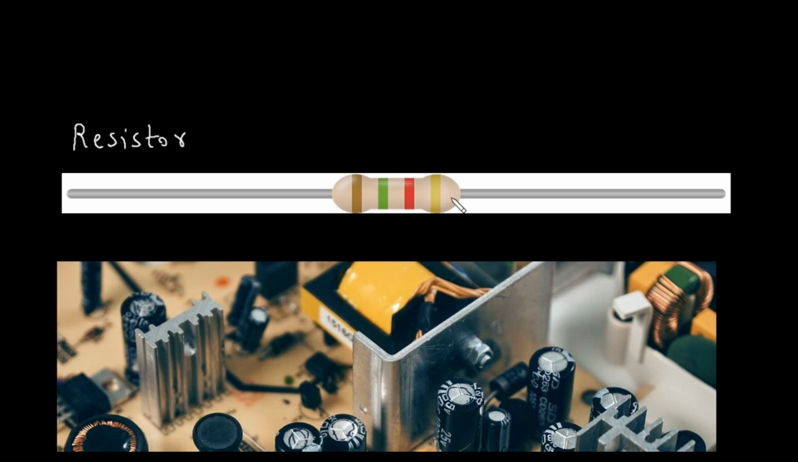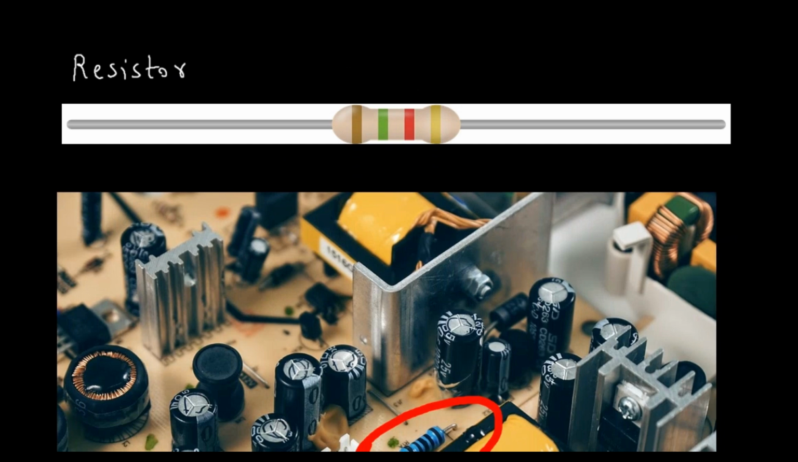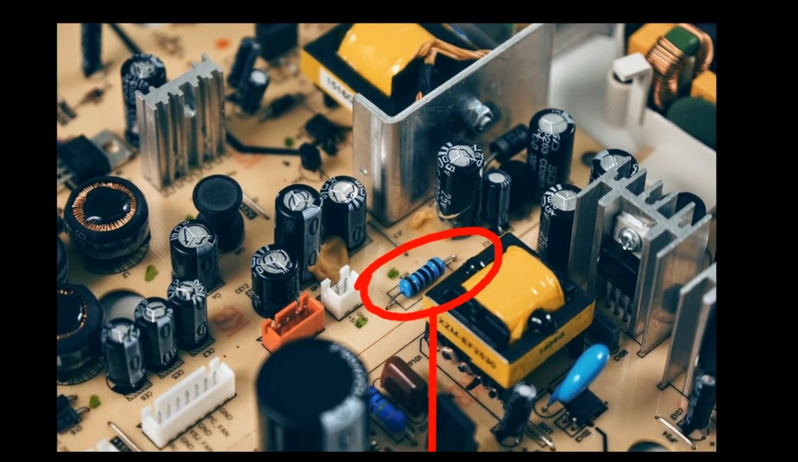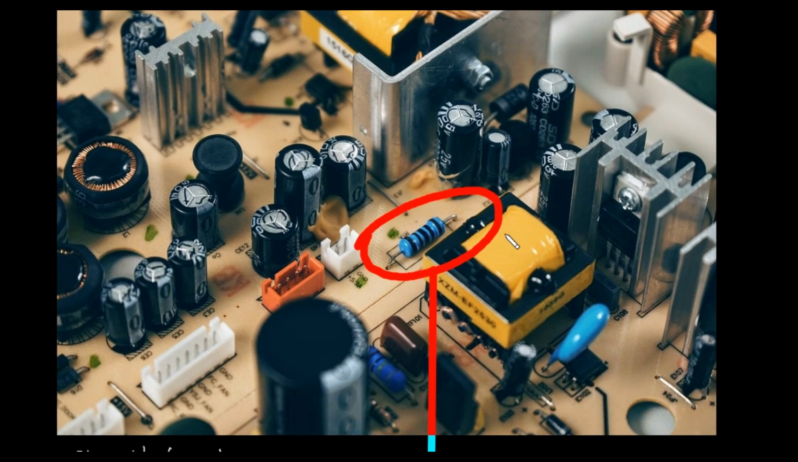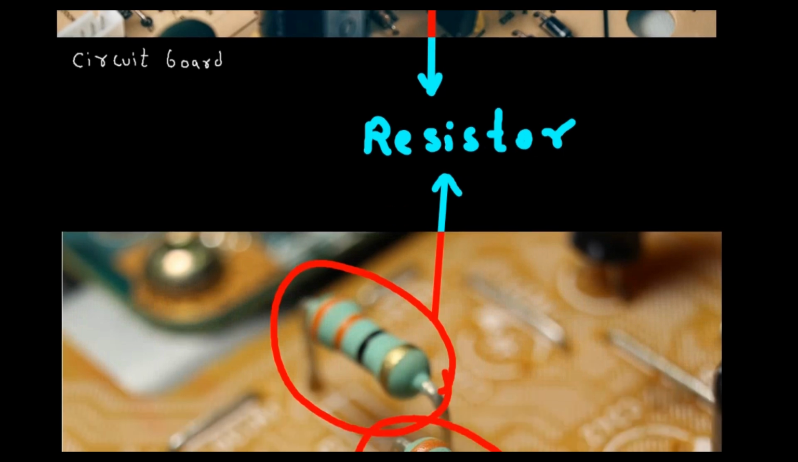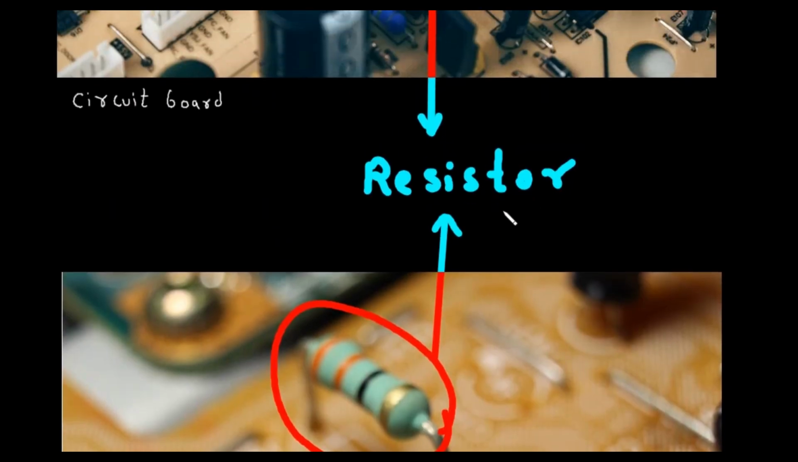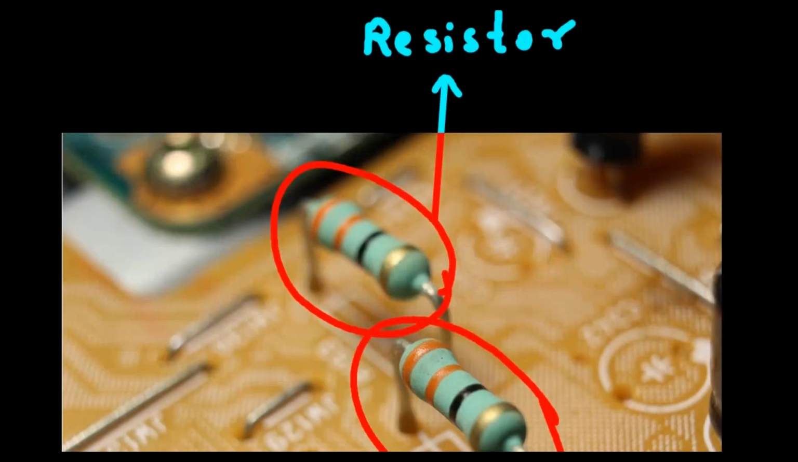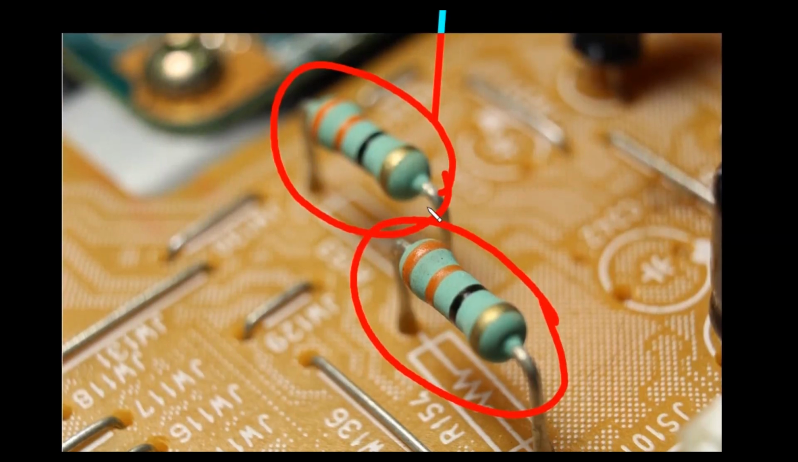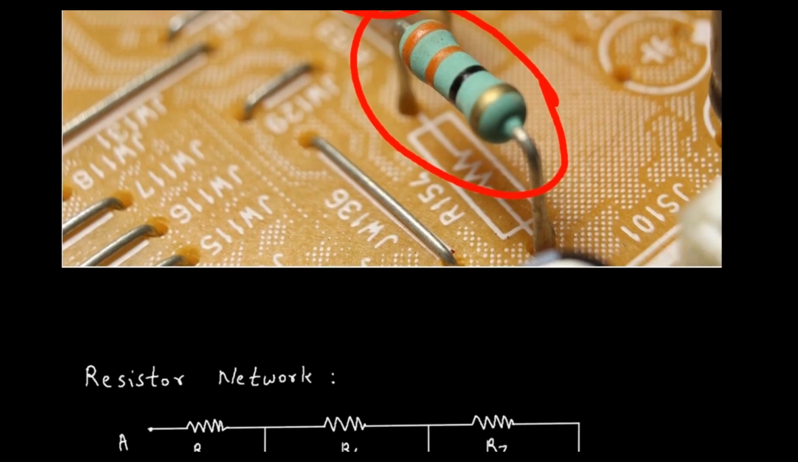Now here, this is how a resistor looks. There are different types of resistor. So this is one of them. Here we can see this is a circuit board, and on this circuit board, this is a resistor. Also remember that there are different types of resistors. Some resistors look like this and some look different. So here also these two are resistors.